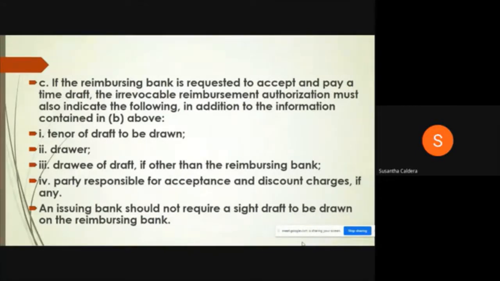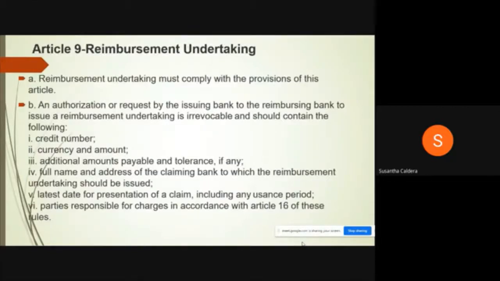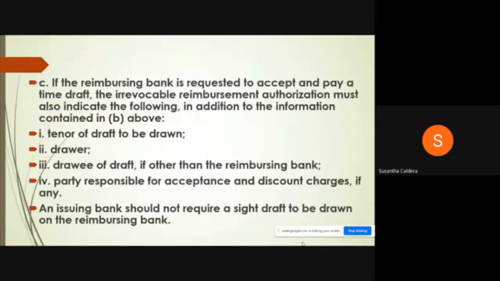If the reimbursing bank is requested to accept and pay a time draft, the irrevocable reimbursement authorization must also indicate the following in addition to the information contained in the above. That means this is for SWIFT. And if it is a time draft, then these are the articles. But time draft, very rarely it's happening.